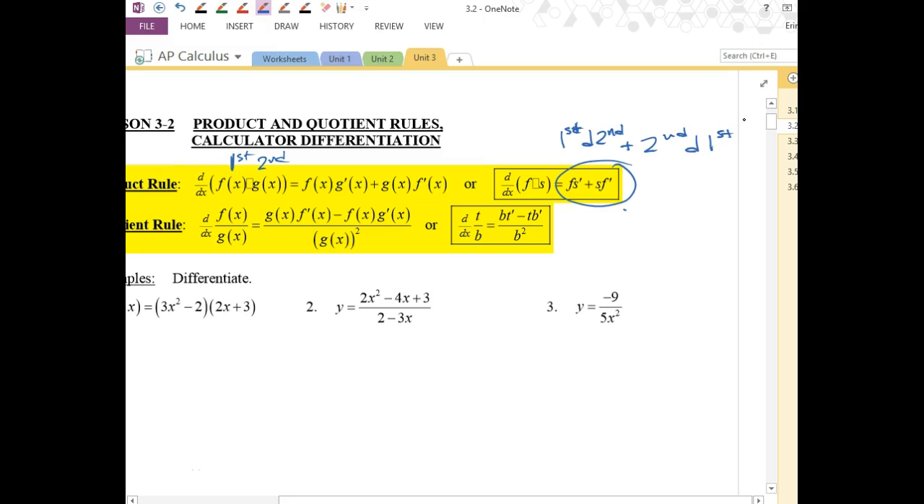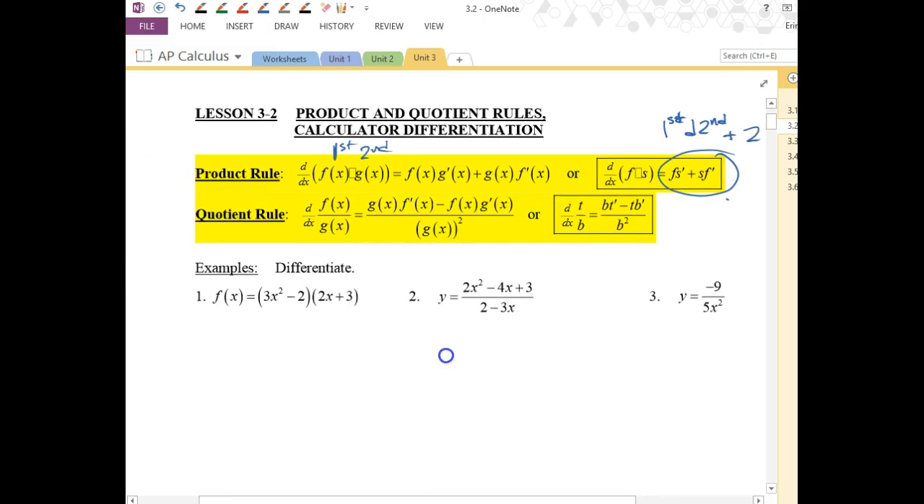That kind of helps you put that into your brain forever, I guess. Okay, so when I say D, what do I mean by D? Derivative. So it's the first times the derivative of the second plus the second times the derivative of the first.